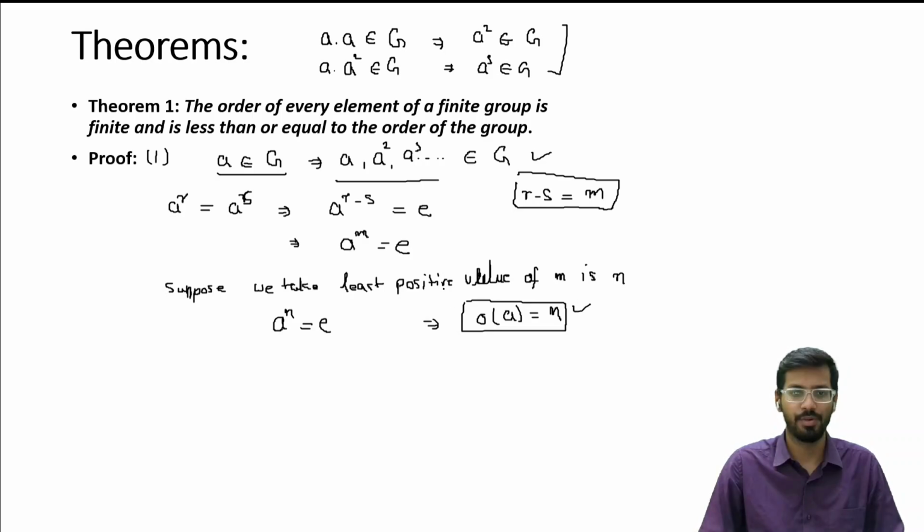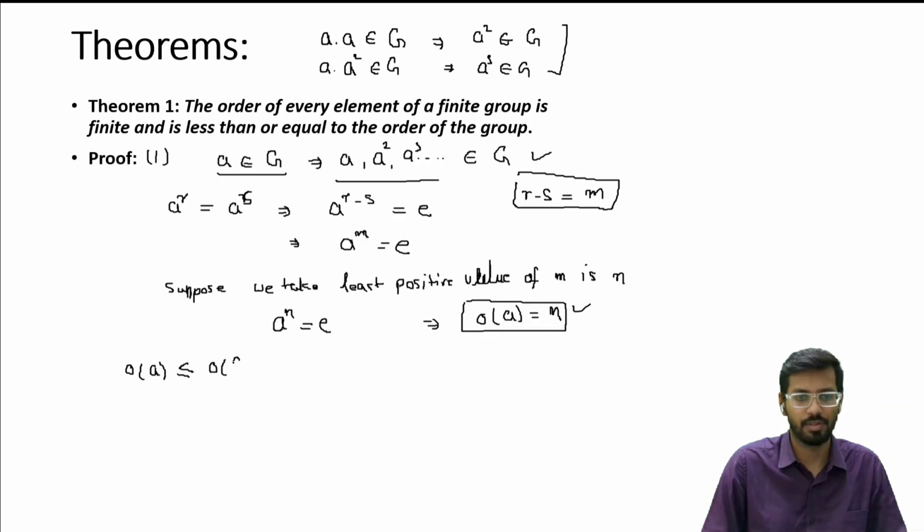So hence the first part we have proved. Now we will take the second part: the order of element a is less than or equal to order of the group. OK, for that, suppose order of a is n. We have to prove that order of a is less than or equal to order of that group G, that we have to prove.